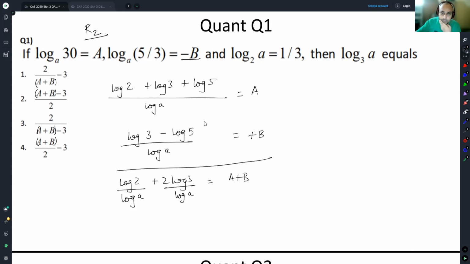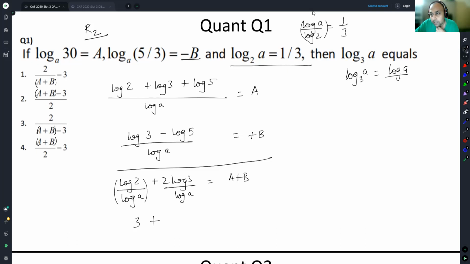Now things that you need to see, the additional information given to us. This here tells me log a by log 2 is equal to 1 by 3. Look at this expression and look at this expression. Of course, it is the inverse. So this should be 3. And the final thing we need is log a 3 or log a by log 3. So this basically is the inverse of this expression. So can I write it as, if I take this as x, can I write this as 2 by x is equal to a plus b.